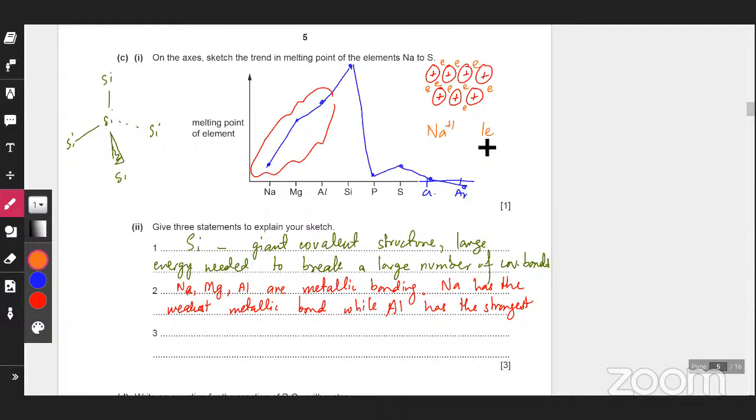But when you reach aluminium, aluminium tends to lose three electrons, and therefore it has a +3 charge. So the positive charge is larger, the charge density on the positive ion is larger, and there are lots of delocalized electrons. So if you go towards aluminium, there would be a lot more delocalized electrons, and the positive charge on the ion is going to be greater as well, which is why aluminium has stronger metallic bonds.